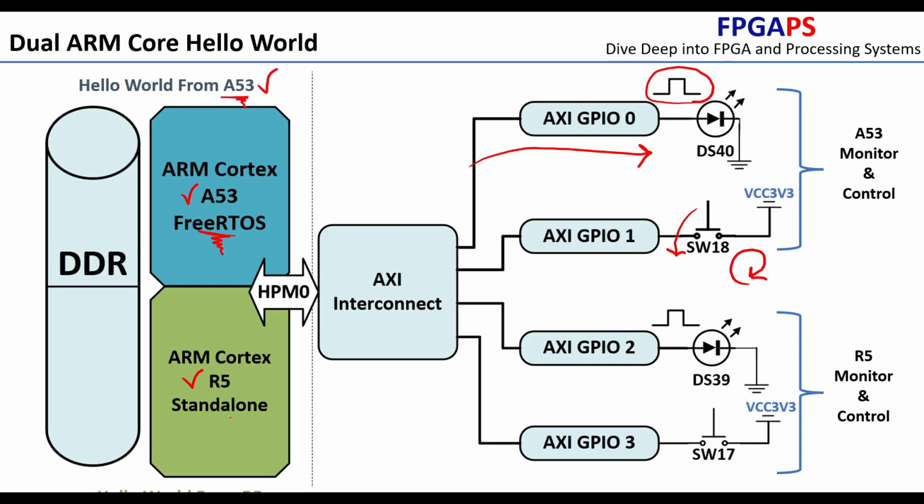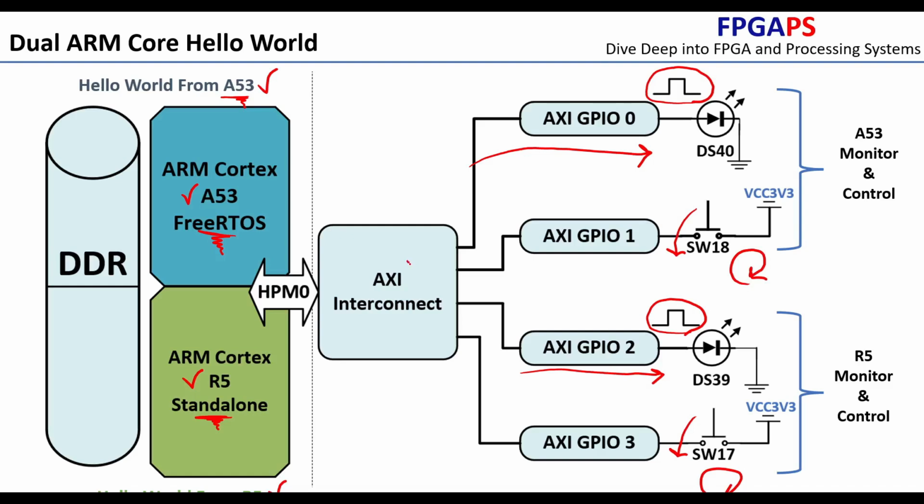The second core is the Cortex R5. It operates as a standalone processor, and it controls the second LED similarly by monitoring the second push button. When the second push button is pressed, the R5 core starts blinking the second LED. It prints "Hello World from R5" on the serial terminal as long as the push button is held.